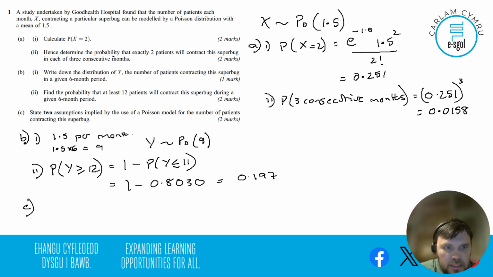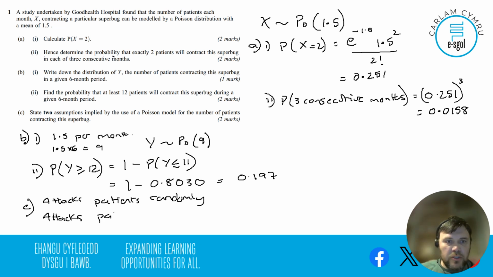And then part C, state 2 assumptions implied by the use of the Poisson model for the number of patients contracting this superbug. So the assumptions, again, we need related back to the question. So it would be attacks patients randomly for the first one. And the other one would be attacks patients independently of others. So those would be the 2 that you say. Although if you said singly, it doesn't really make sense in the context of this question. So you always put it in the context of the question. Moving on to the next one.